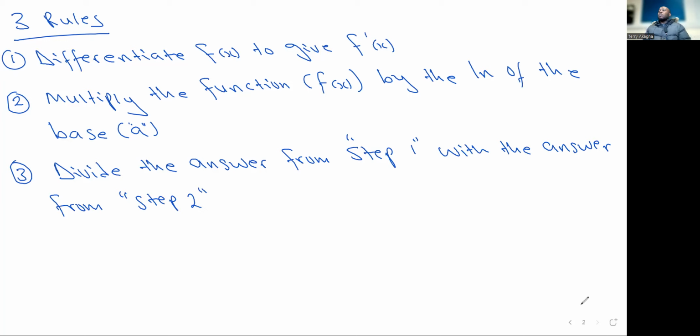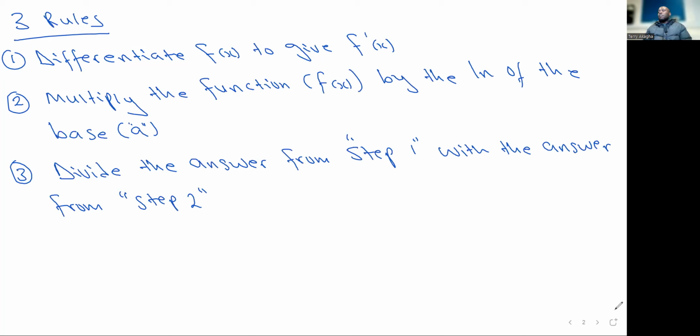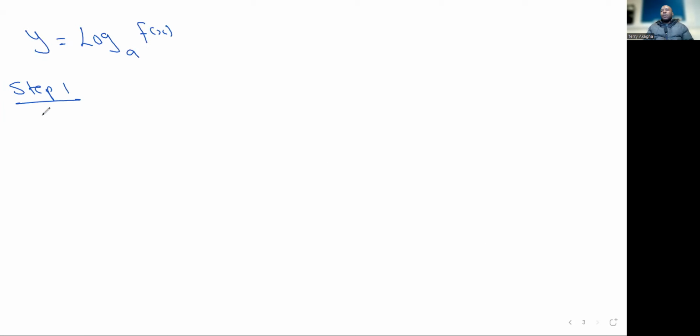Okay, so let me explain this. Let's go back to y is equal to log to base a of f of x. Assuming we have this, step 1 is saying that we have to differentiate f of x, using any of the rules we've talked about earlier. So you differentiate it to get f prime x.